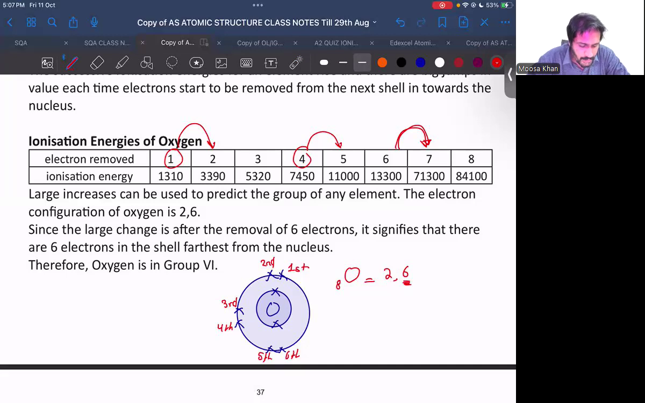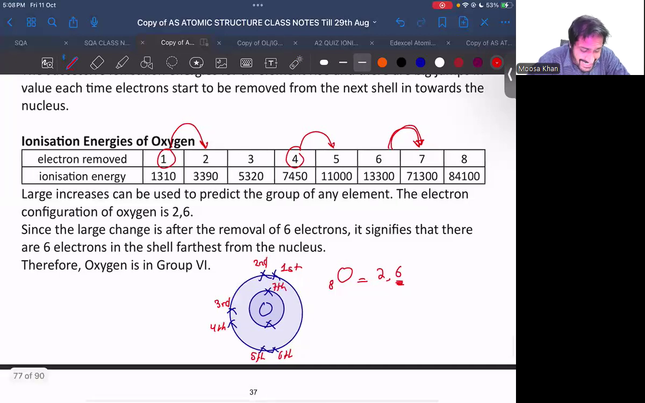But once you have removed the sixth electron, the seventh electron that you're going to remove would be from the inner shell, which, in the case of oxygen, does not experience any shielding because there is no other shell beyond this shell. There are only two shells present. So this seventh ionization energy should be much greater as compared to the sixth ionization energy.